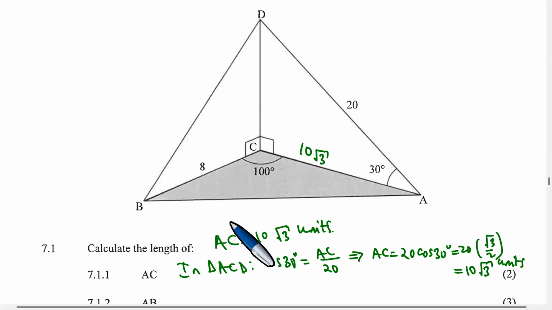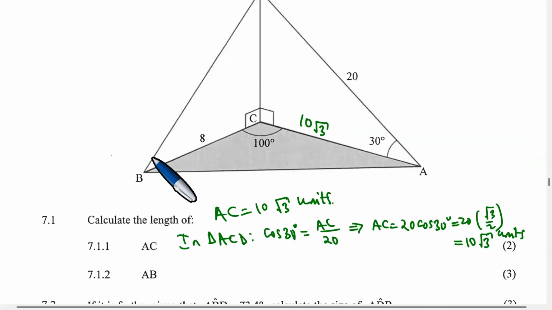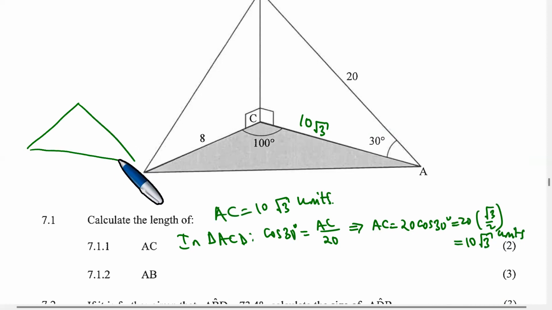Right, so obviously at this point, we need to use a couple of the methods that we already know. To find AB, you already know this one is 8, this one is 10 square root of 3, so we can extract a triangle here like this. There's vertex B, vertex A, and vertex C. It is 8 here, 10 square root of 3 here, and this angle is 100 degrees.